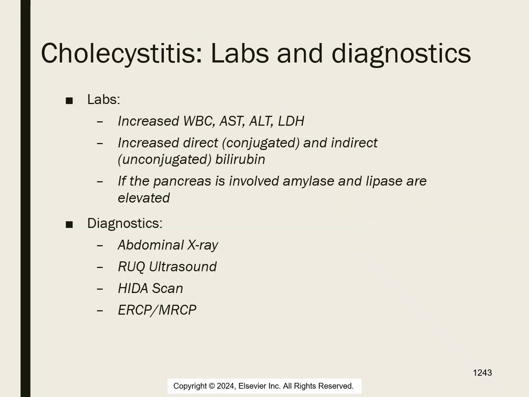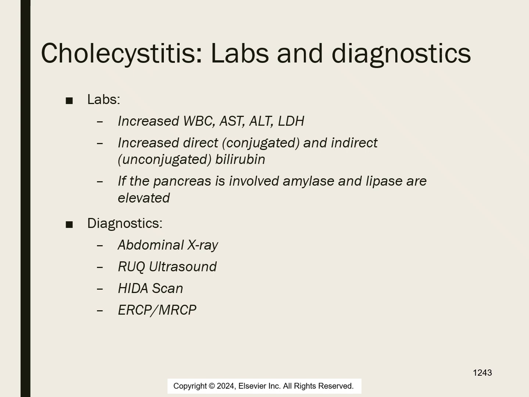Labs can be similar to those with peptic ulcer disease, hepatitis, and pancreatitis. So an increased white blood cell count can be inflammation. An increased AST, ALT, or LDH in bilirubin can indicate that there is liver involvement in patients with severe cholecystitis. An increased amylase and lipase can indicate that there is pancreas involvement.